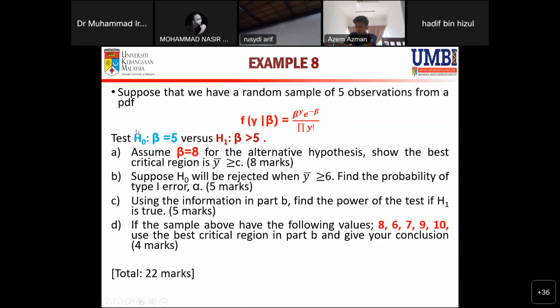In this case, we need to test the null hypothesis where beta, the rate parameter for the Poisson distribution, is equal to 5, versus the alternative hypothesis where the rate parameter we assume is more than 5. So in this form, the alternative hypothesis is a composite hypothesis. But for part A, we assume that beta is equal to 8, which means it is a simple hypothesis. For the alternative hypothesis, show the best critical region is y bar more than or equal to C. So there are 8 marks there.